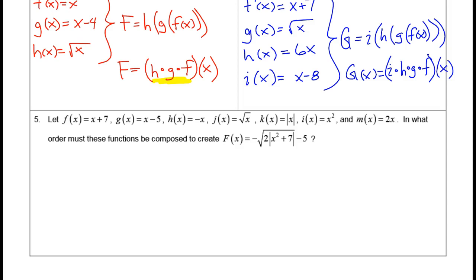Well, let's take a look at this. The first thing I must do is square. So that's going to be the first thing I do. Second thing we're going to do is add 7. Third thing we got to take care of is the absolute value symbol. Fourth thing is going to be the doubling, and that takes care of everything under the square root. So the square root will be the 5th function.